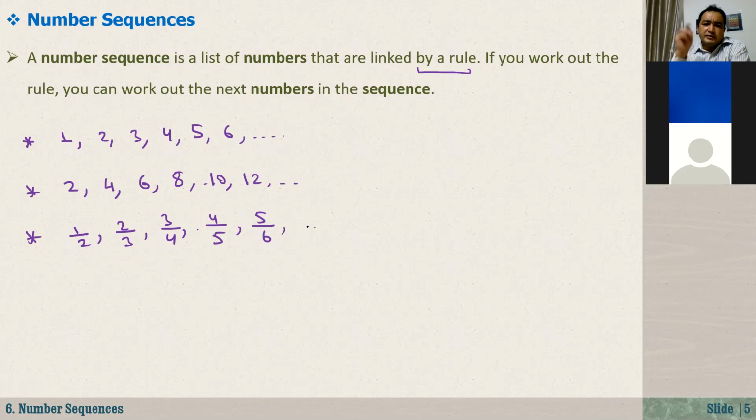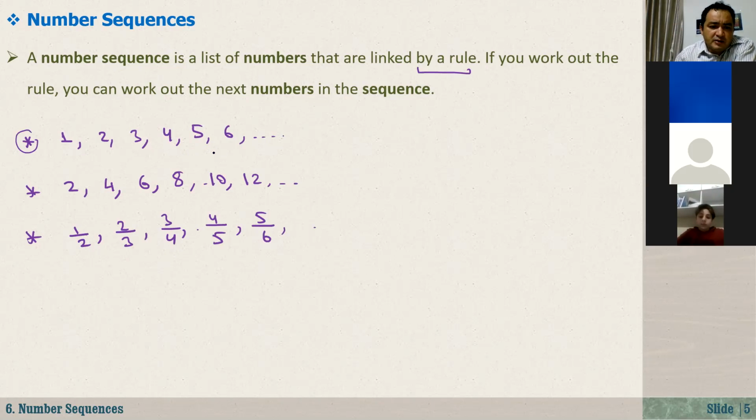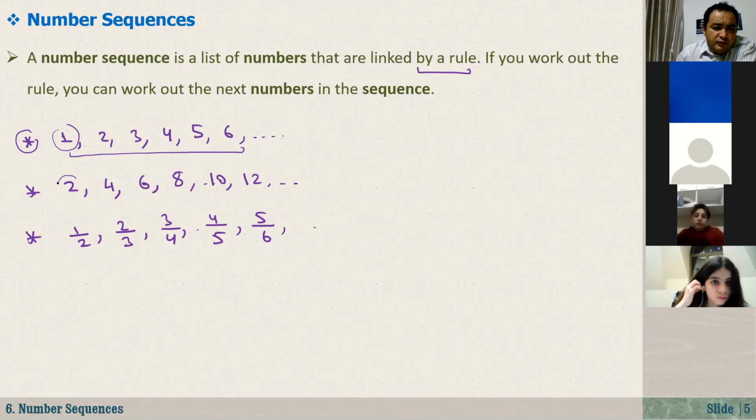And so on. These are just some examples. As you see here, in each case, the first one, what is it? It is a list of numbers, right? And they are linked by some kind of rule. What rule is it here? Actually, the difference between any two adjacent numbers is equal to 1. To write this number sequence, what is the rule here? Start with 1 and add 1 to get the next term. And in the second one, start with 2, add 2 to get the next term.